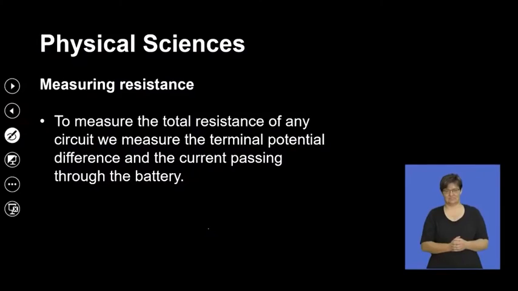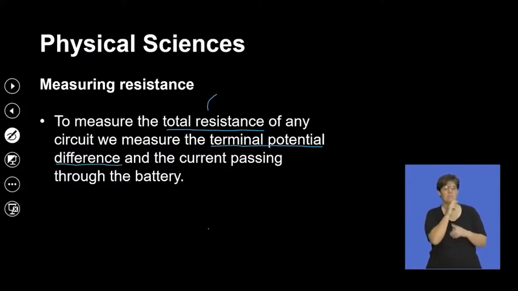So now to measure the total resistance, this total resistance will be our effective resistance in the circuit, okay? Then we need to have an indication of the terminal potential difference. This is the voltage across the battery when there is current in the circuit. And we also need to know how much current passes through the battery. And then this is the total current, right?